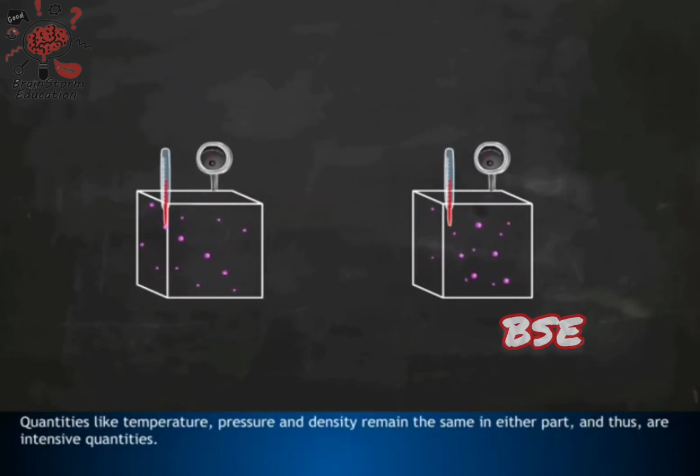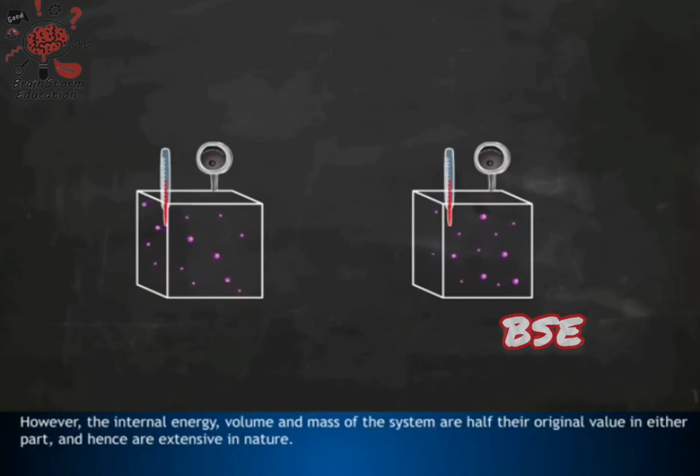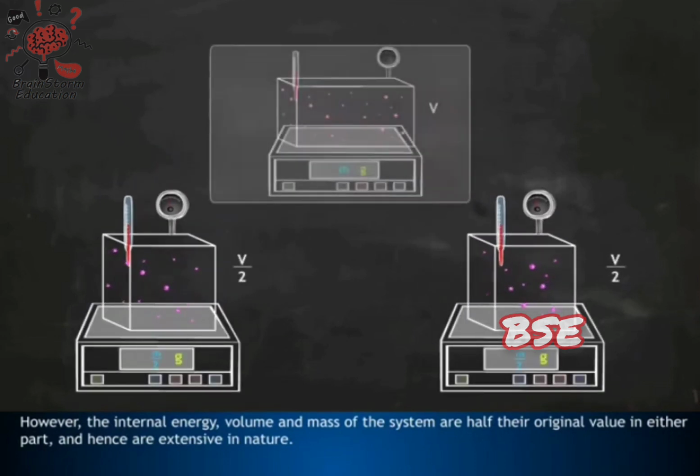Quantities like temperature, pressure, and density remain the same in either part and thus are intensive quantities. However, the internal energy, volume, and mass of the system are half their original value in either part and hence are extensive in nature.